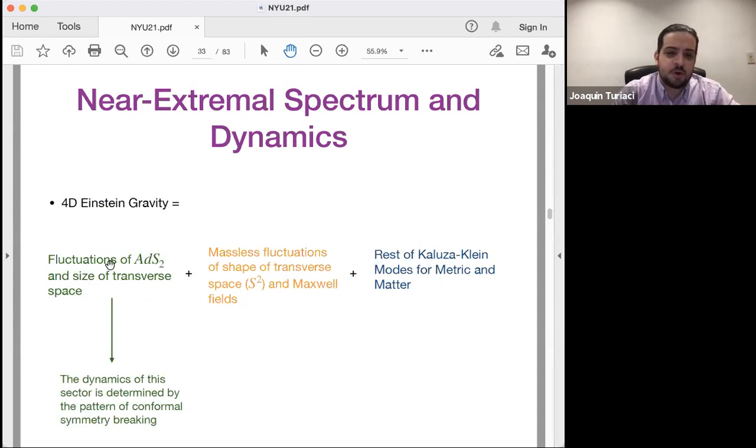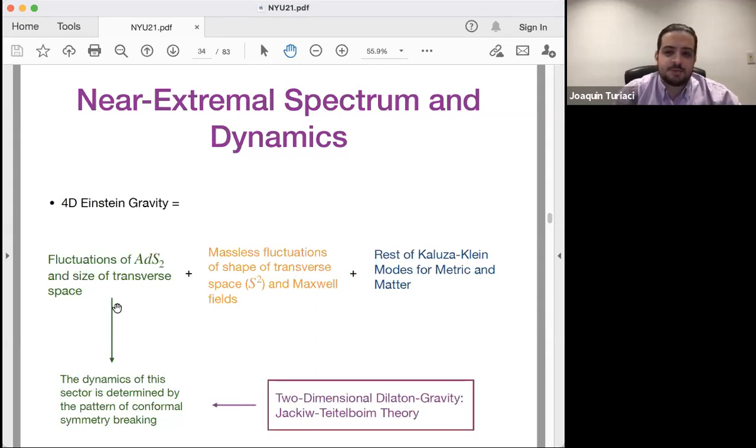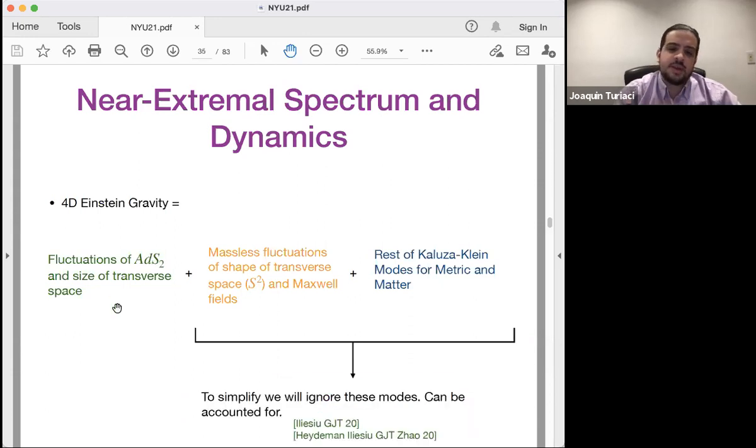And the dynamics of this mode is very simple in the sense that it's determined by the pattern of conformal symmetry breaking. This is captured by this two-dimensional dilaton gravity theory, Jackiw-Teitelboim theory, which will be the subject of the next part of the talk. And then we have, since this transverse space, this S2, has symmetries, some deformations of the shape that basically cost no energy, not only the size. There are also the reductions of Maxwell fields that are massless. So this is the second type of fields.